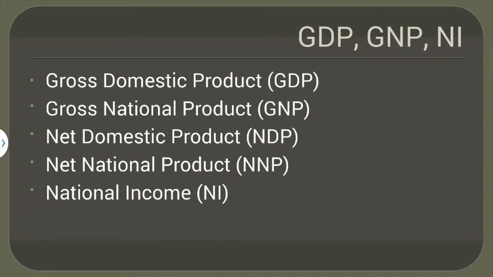Gross national product refers to the total value of all goods and services produced by the nationals of a country measured within a period of approximately 1 year or so, and again, no allowances for depreciation are made. So with gross national product, what we see is regardless of whether an individual is located within their country or not, the output that they produce will be added together when constructing gross national product.